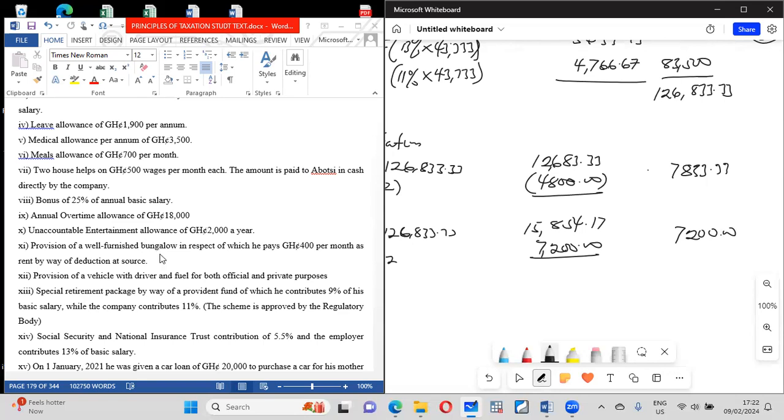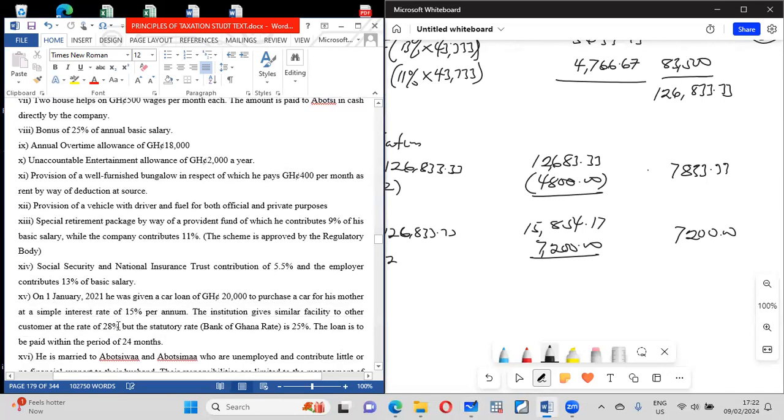So we've done all these things. I think we are good. Hey, I see a car loan. He's given a car loan of 20,000 to purchase a car for his mother on simple interest of 15%. The institution with similar facilities charges 28%. Bank of Ghana is 25%. So what are we going to do now? They are giving 15%, below the monetary policy rate.